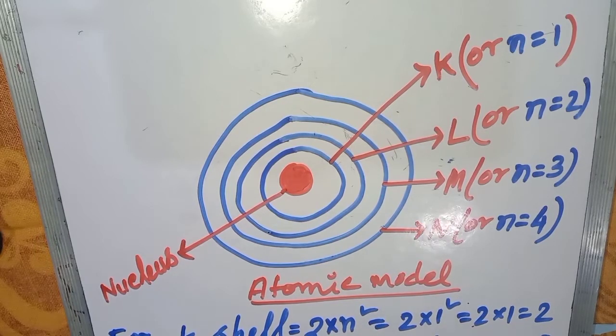The outer shell of an atom is called its valence shell. The electrons in the valence shell determine the chemical reactivity of an atom and are called valence electrons. The valence shell can hold a maximum of 8 electrons.